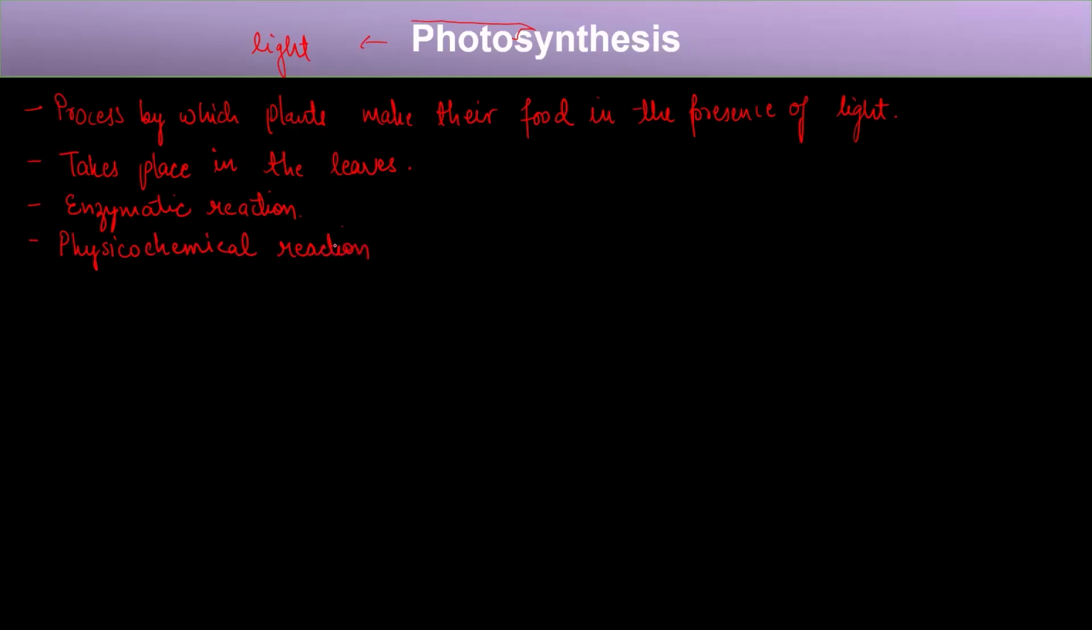Now, why is it called a physicochemical reaction, or what is a physicochemical reaction? The term physicochemical consists of two terms, right? Physical and chemical. So, it is a type of process in which both the physical changes as well as the chemical changes take place. Okay? And hence it is known as a physicochemical reaction.